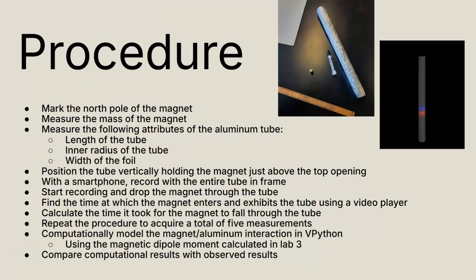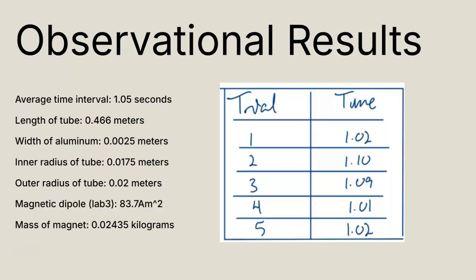We measured various properties of the magnet as well as our tube, and then we dropped the magnet through the tube while recording. The interaction was computationally modeled using VPython. The average time was found to be 1.05 seconds, and we have also listed several other measurements.